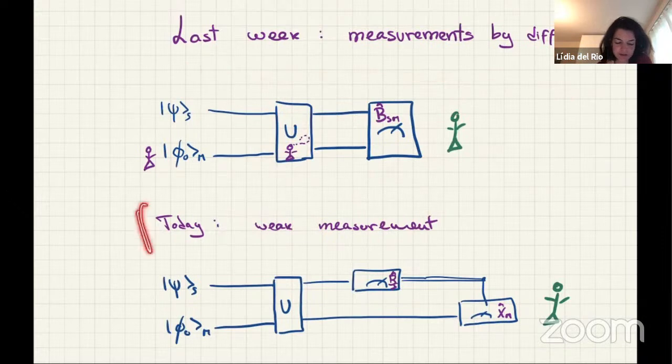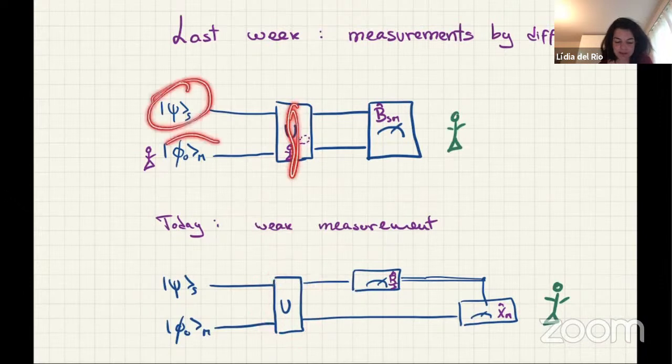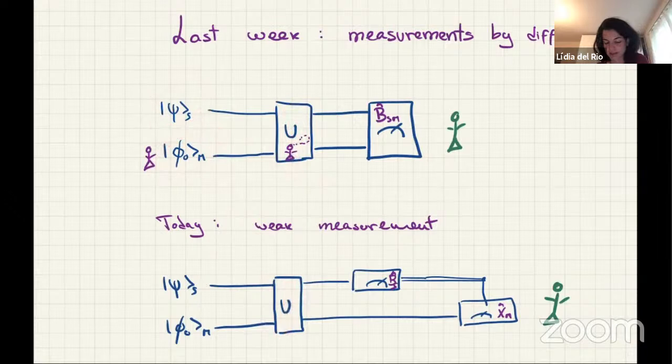Today we'll do something different, which is a weak measurement. So here we have this interaction, but it's not such a strong interaction as a CNOT. In a CNOT, this system is perfectly correlated with this. And now we look at a case where they're just very weakly correlated. Then we're going to perform the second measurement on system S. So this is the measurement with the post-selection.